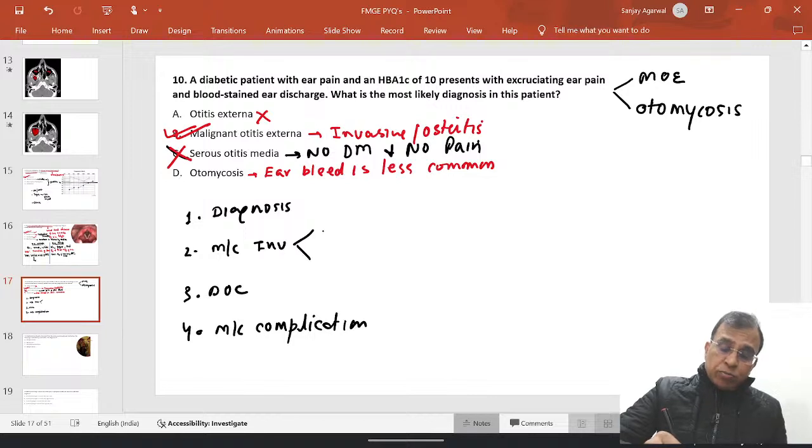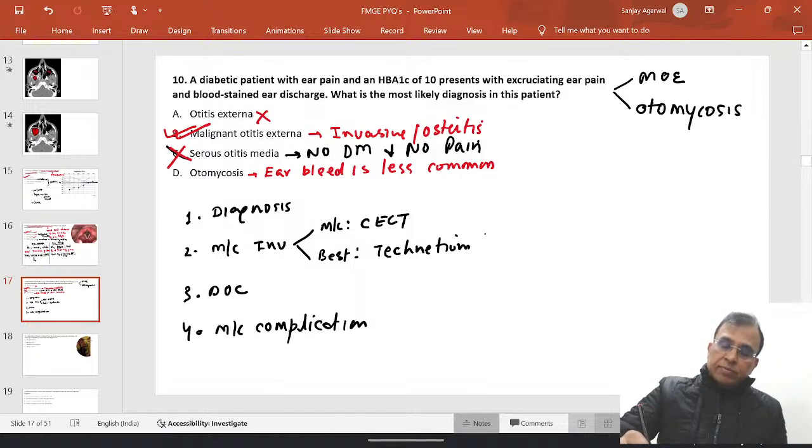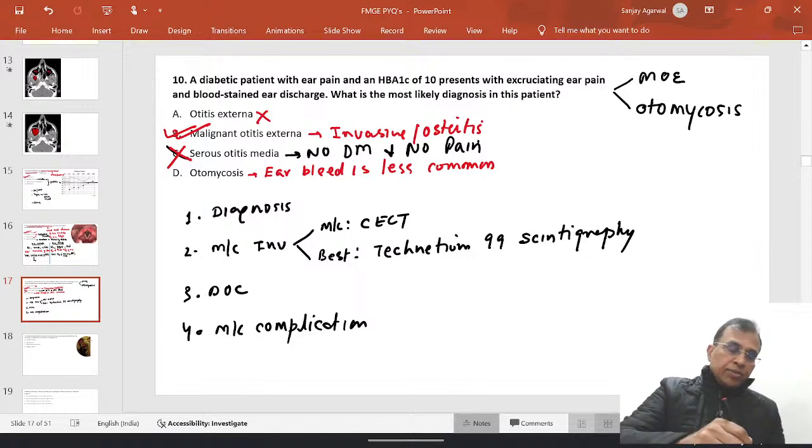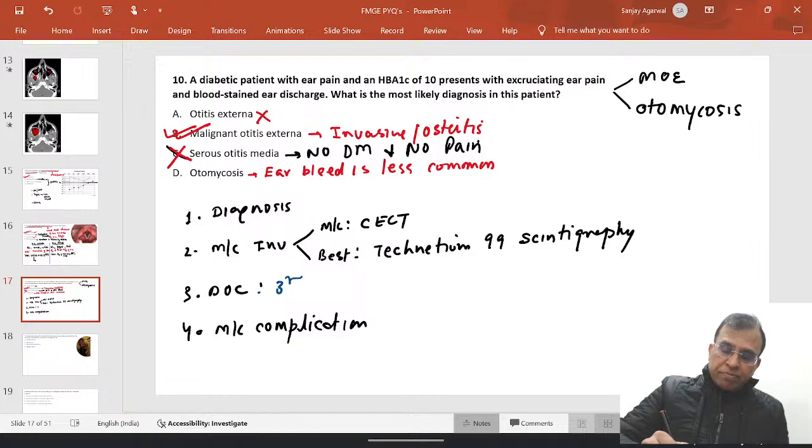Now, the most common investigation we do is a contrast CT scan, but this is not the best. The best investigation is technetium-99 scintigraphy. This is the best one out of the lot. Now, the drug of choice is another very popular question from malignant otitis externa. Because it's a bacterial infection, we have to give an antibiotic: third generation cephalosporins.